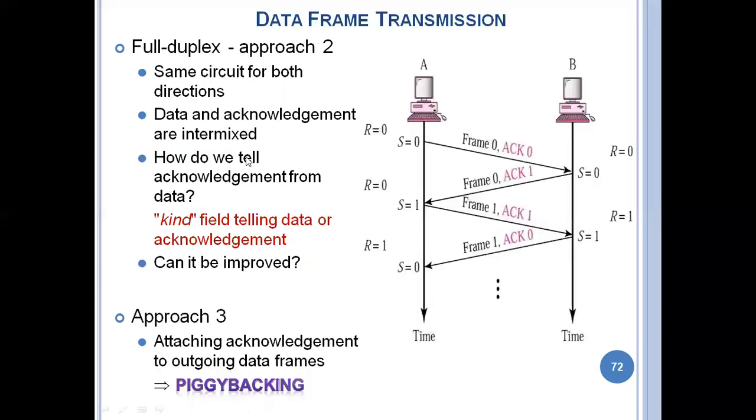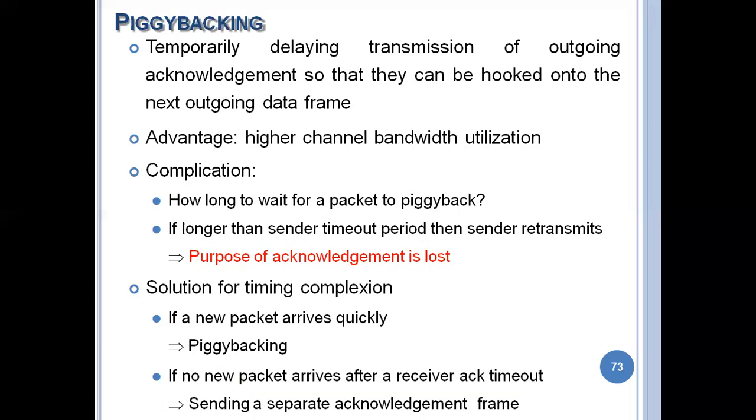In the second approach of full duplex, we add the acknowledgement along with the data frame, at the time of sending and at the time of receiving. But in piggy banking, we delay transmission of the outgoing acknowledgement, so how long a packet has to wait for piggybacking is one of the very difficult complications in the piggy banking scheme. If it is longer than the sender timeout period, then the sender retransmits. That is one of the disadvantages.